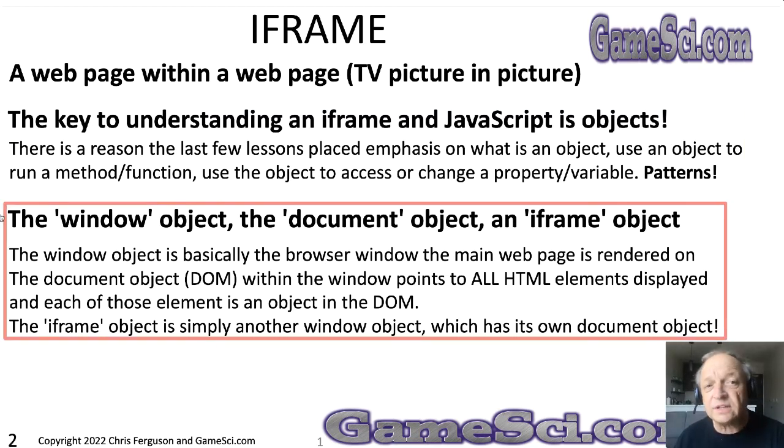The window object, the document object, and iframe object. The window object is basically the browser window the main page is rendered on. The document object, or DOM, within the window points to all the HTML elements displayed, and each of those elements is an object in the DOM. The iframe object is simply another window object which has its own document object. So everything we learned about the window object and the document object will apply to an iframe object, because an iframe object is a window object.